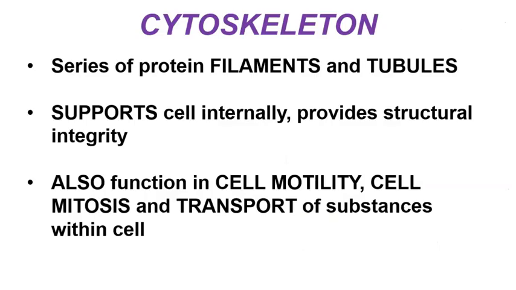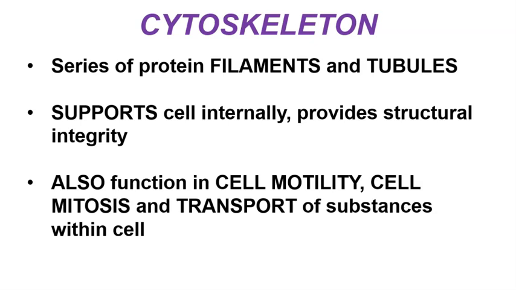So now that we've described the functions of the organelles, we'll turn our attention to the cytoskeleton of the cell. The cytoskeleton is a series of protein filaments and tubules that internally support each cell, and they give the cell its structural integrity. As the name implies, they provide roughly the same function that our bony skeleton provides our entire body, except they're made out of protein instead of calcium.